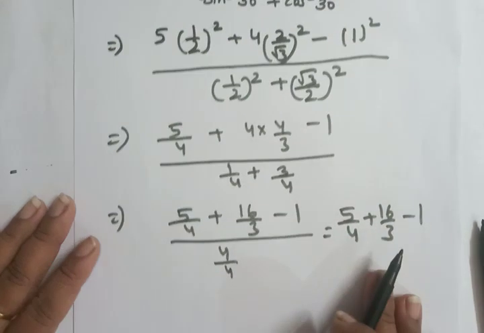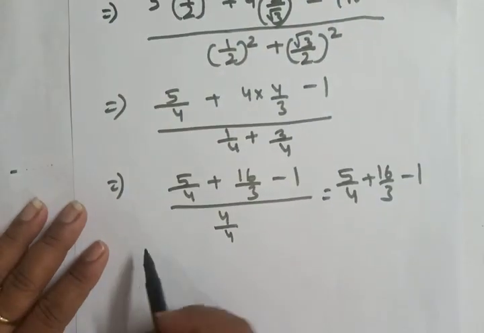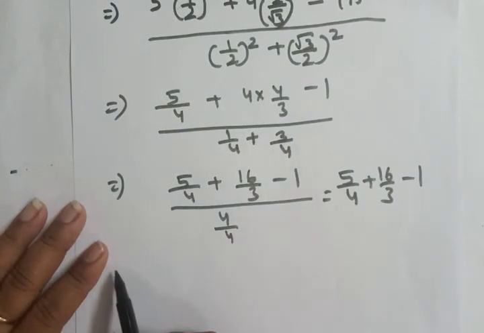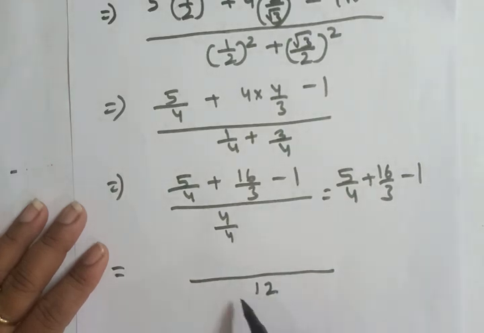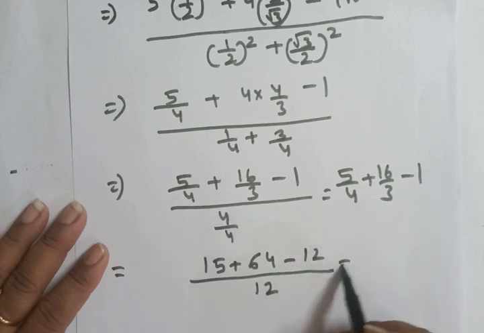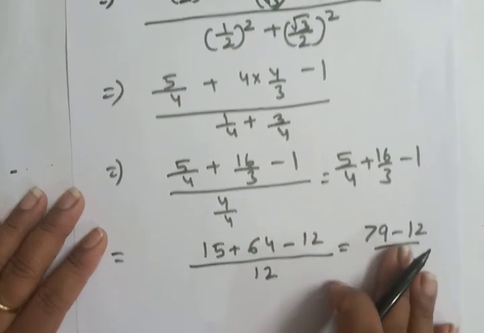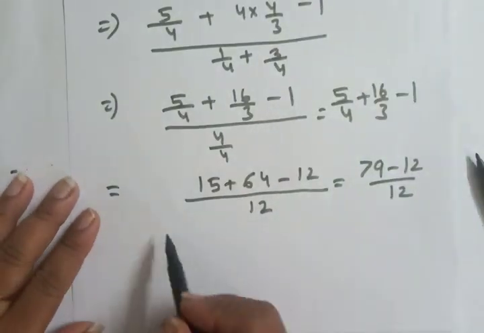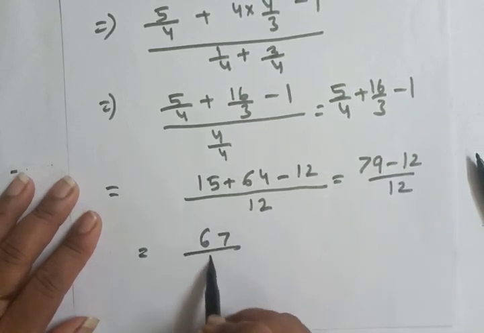We will find the LCM and we will get the values. I hope it is clear. Now we will find the LCM, that will be 12. 4 3s are 12, 5 3s are 15, plus 16 4s are 64, minus 12, that is equal to 79 minus 12 upon 12, and that is equal to 67 upon 12.